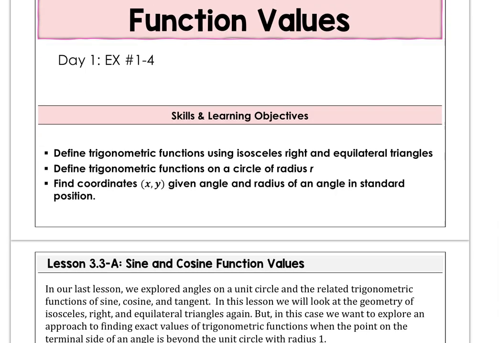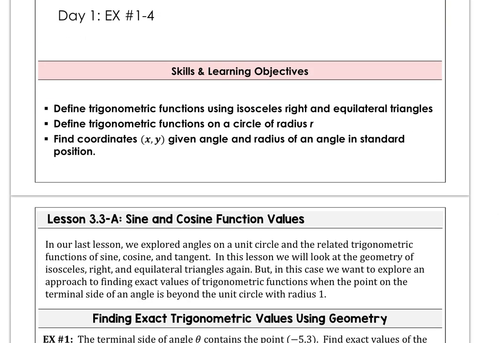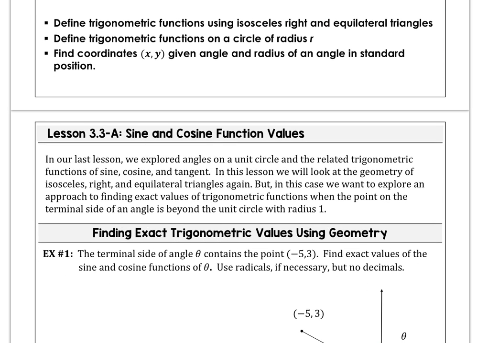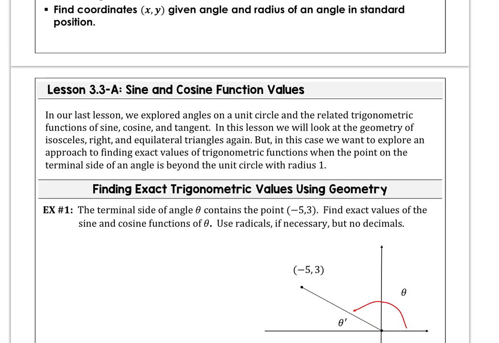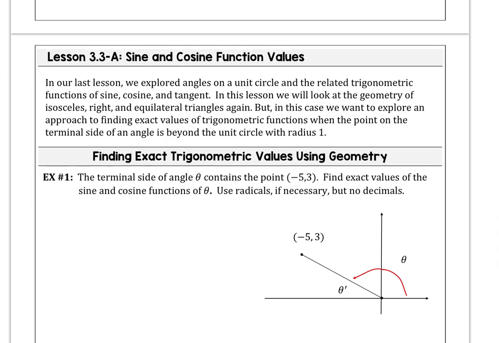Last lesson we looked at angles on the unit circle and we related trig functions of sine, cosine, and tangent. But today we're going to explore an approach to find exact values of trig functions when the point on the terminal side of an angle is beyond the unit circle with radius 1.